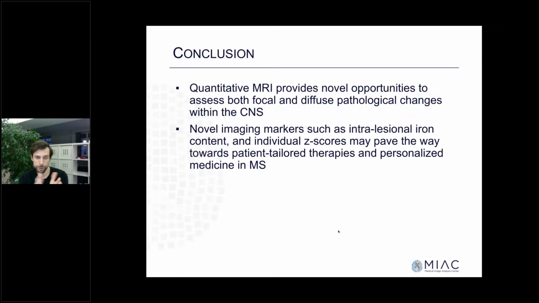We have for sure overcome some challenges, but I think the results we have so far are quite promising for the future. So thank you very much for your attention so far, and let's hope for a good discussion.